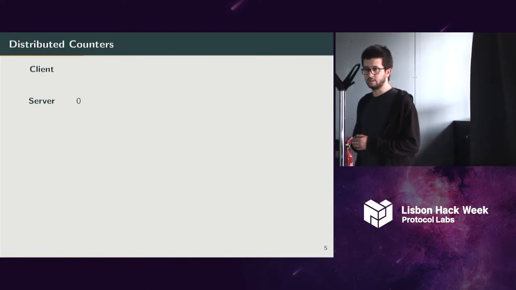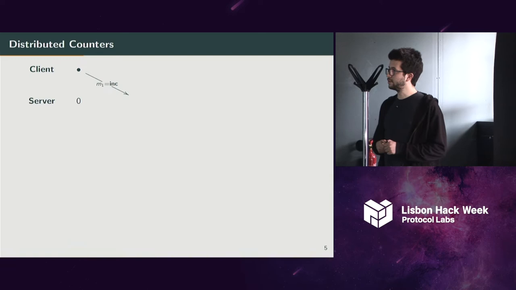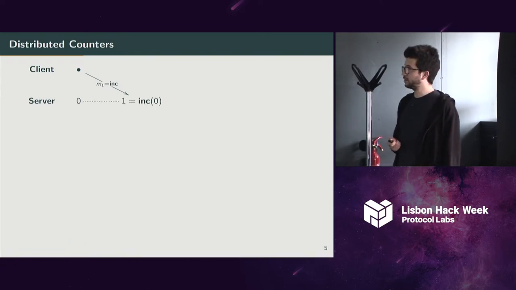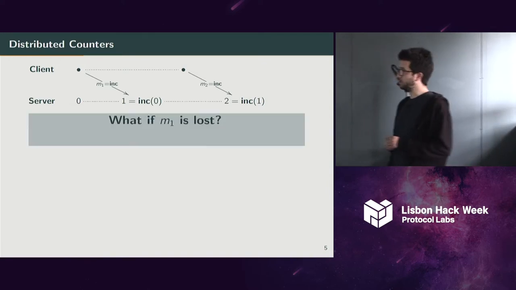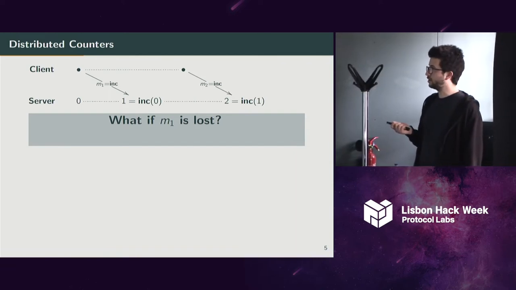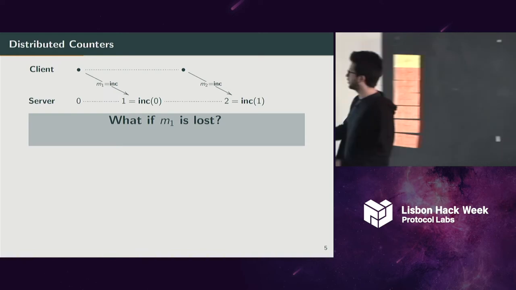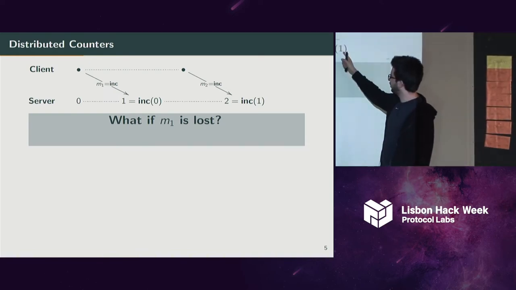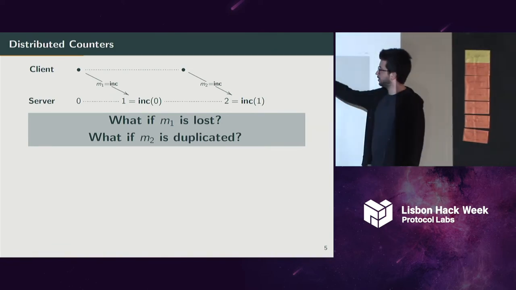So let's imagine we have a client and a server. The server has the counter at zero. The client issues an increment to the server and sends this as a message. Now the server takes its state, which is zero, and increments it to one. Later on, the client does another increment, sends another message, and now the server state is two. So the question is, what if M1 is lost? Here we can see that the final value of the counter will be 1, right? Because when the server receives M2, it will actually have the value at 0, so we'll get 1. And if M2 is duplicated, we'll get 3 here.